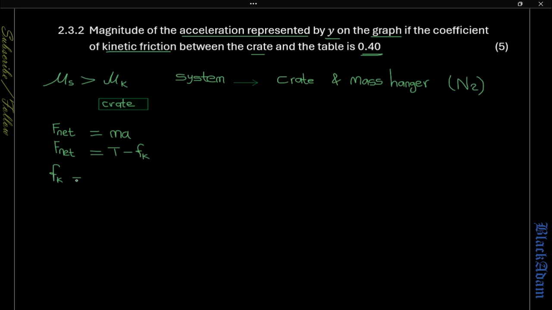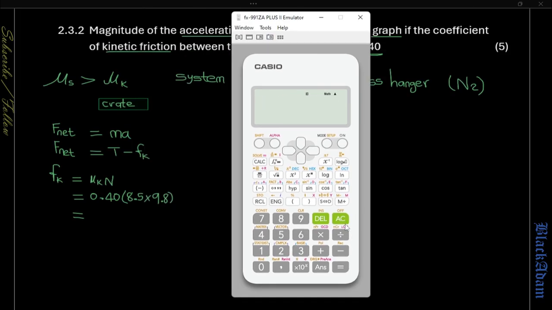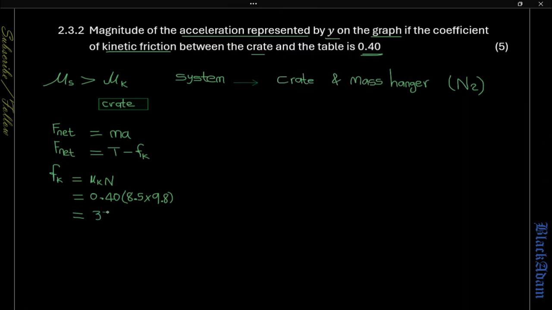And then the kinetic frictional force is going to be the kinetic coefficient multiplied by the normal force. That's going to be 0.4, which we are given, multiplied by our normal force, 8.5 multiplied by 9.8. So 0.4 multiplied by 8.5 multiplied by 9.8 will give us 33.32 newtons, and that is the kinetic friction.